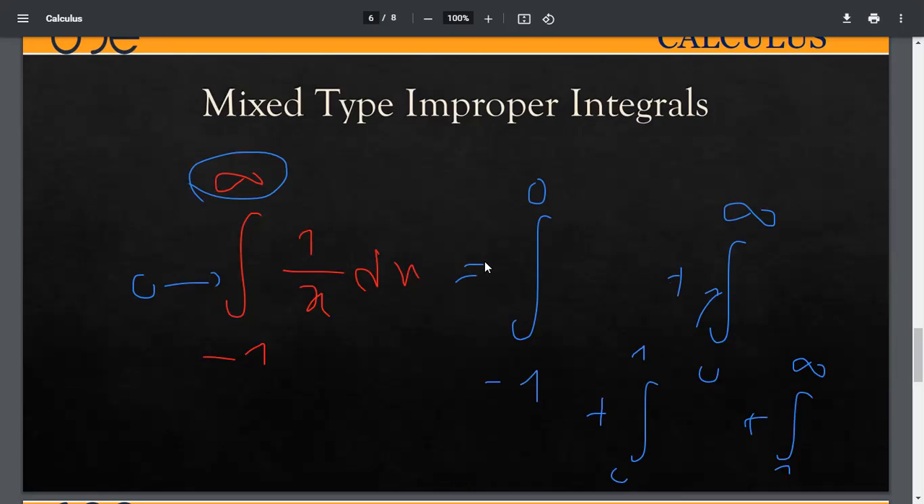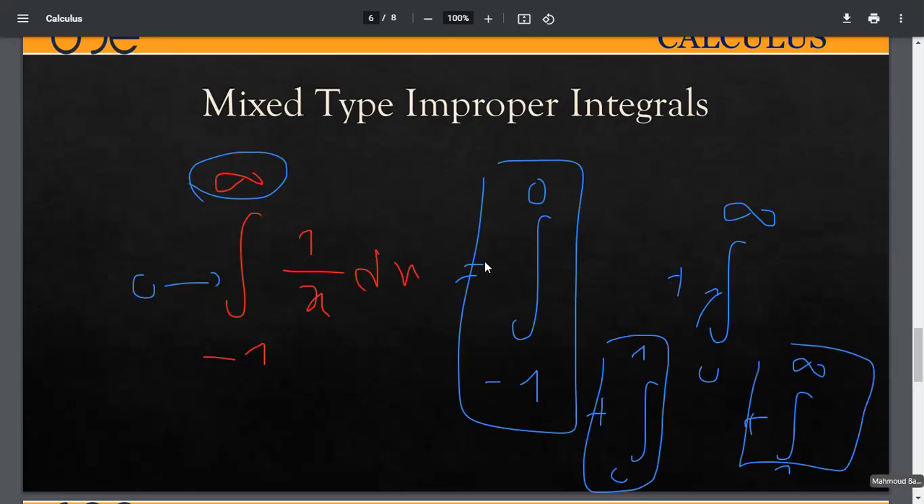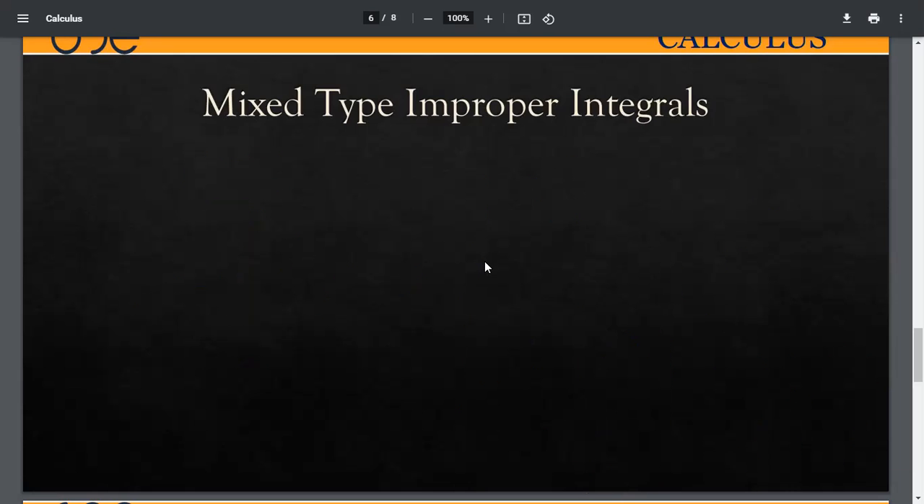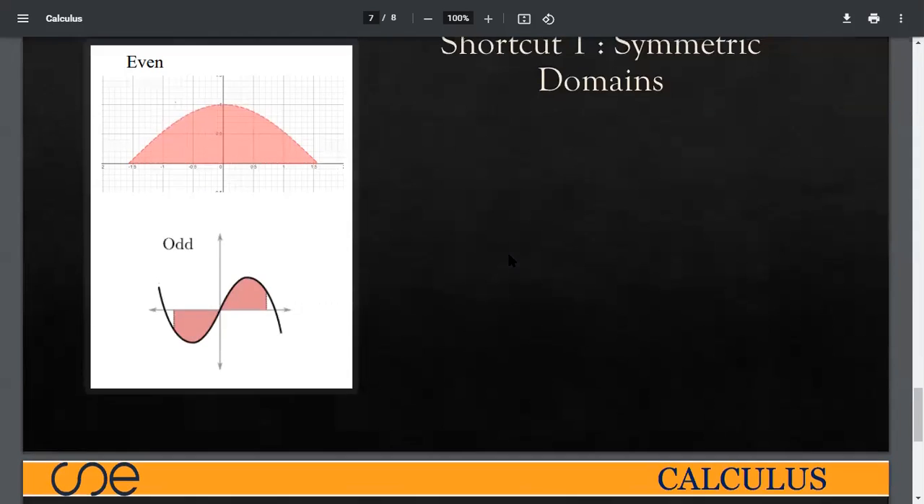In this case, I will have an improper integral of type 2, an improper integral of type 2, and an improper integral of type 1. So yes, improper integrals could be of both types. We call them mixed type improper integrals.